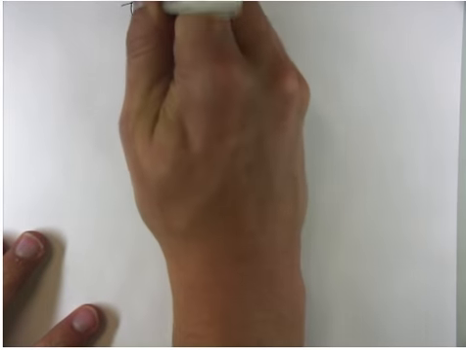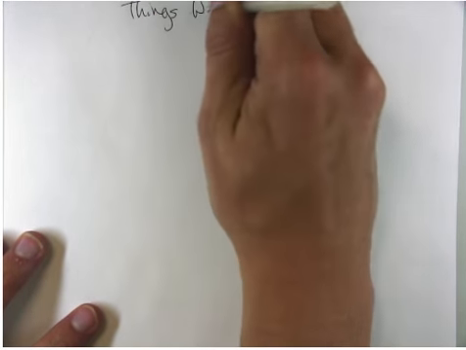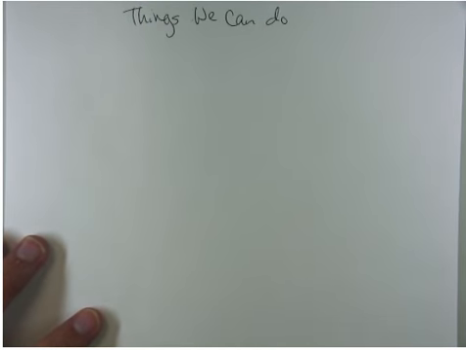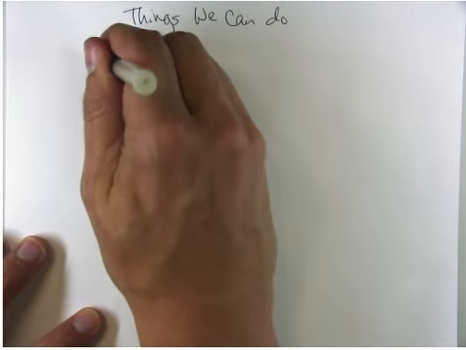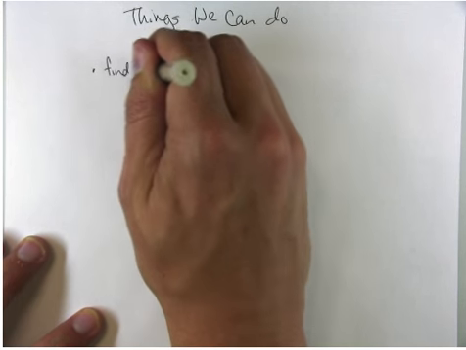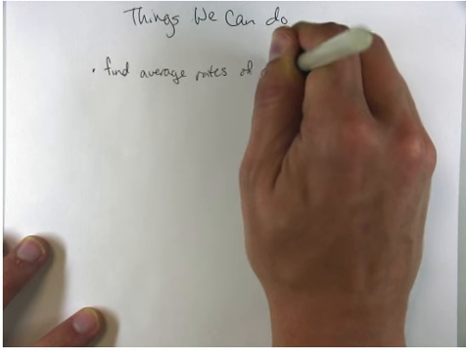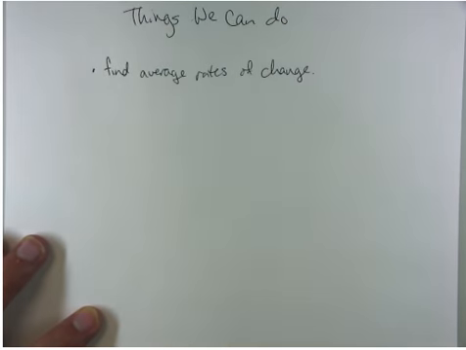Things we can do at the end of chapter 2. Things we can do. We should be able to find an average rate of change.